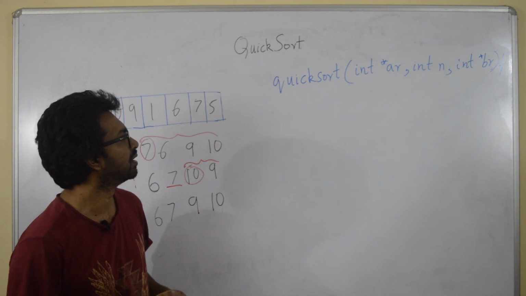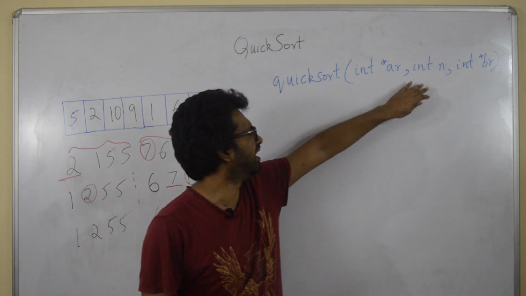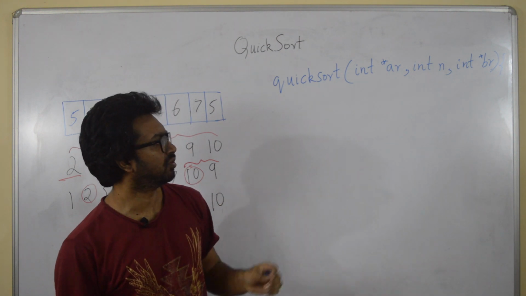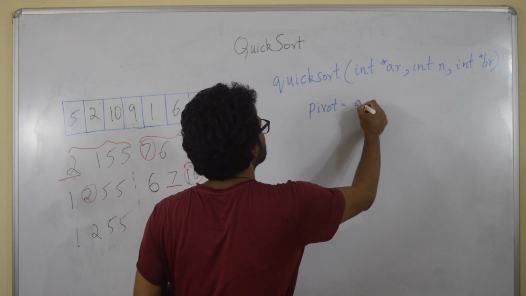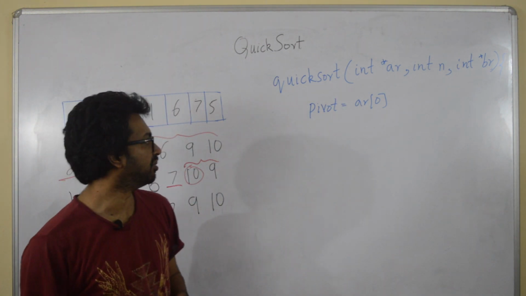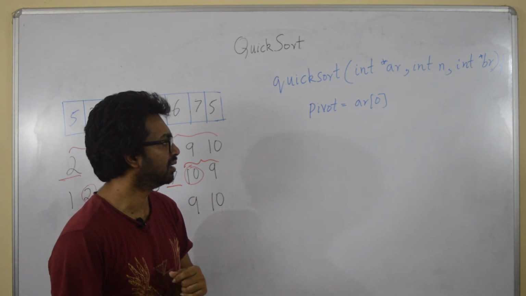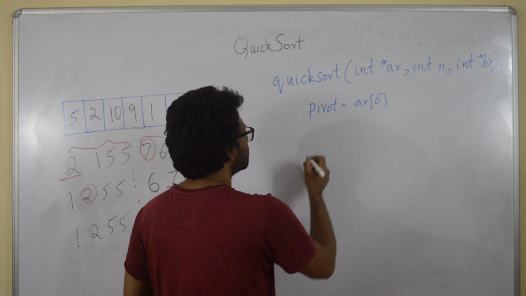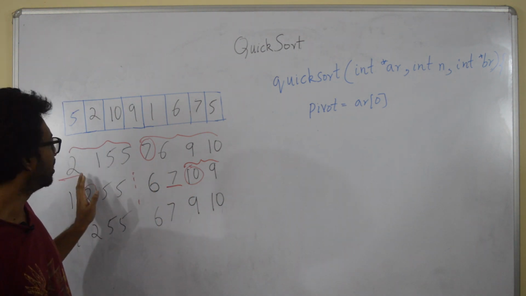This is my function. BR is going to be my output array, AR is my input array, and N is the number of elements in AR. What do I have to do? I'm going to take the pivot, which is the first element in the array, AR of 0, as my pivot. And the next thing I do is I'm going to go through every element in the array. I need to do the following: I will have to keep 2 pointers because I will have to put some elements on the left and some elements on the right.